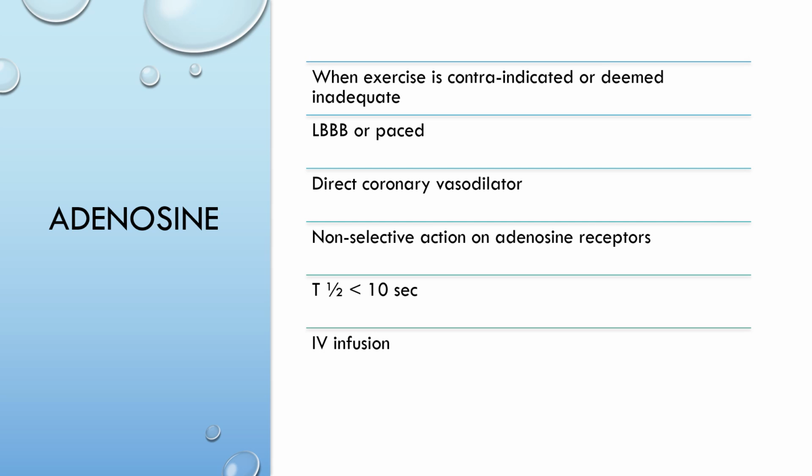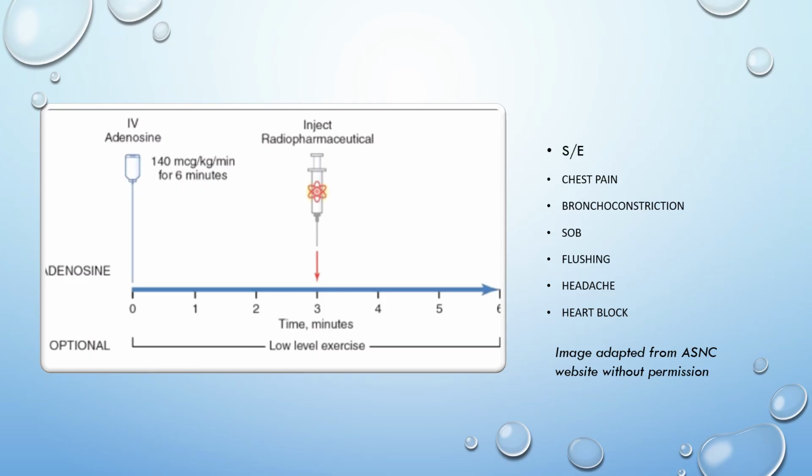Let's look at the pharmacological agents. So we can use adenosine, like I had said before, and of course we use this when exercise is contraindicated or deemed inadequate, when a patient has new onset left bundle branch block or patient is paced. It's a direct coronary vasodilator, and it has non-selective action on the adenosine receptors. Its half-life is less than 10 seconds, and it's given by IV infusion.